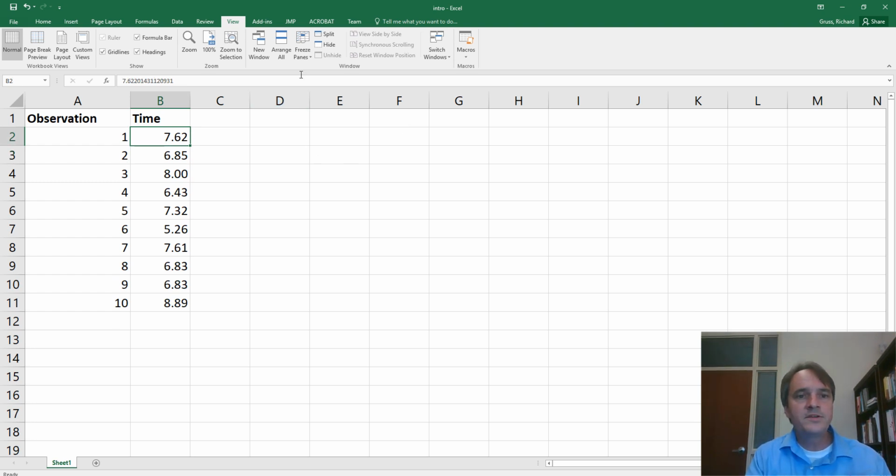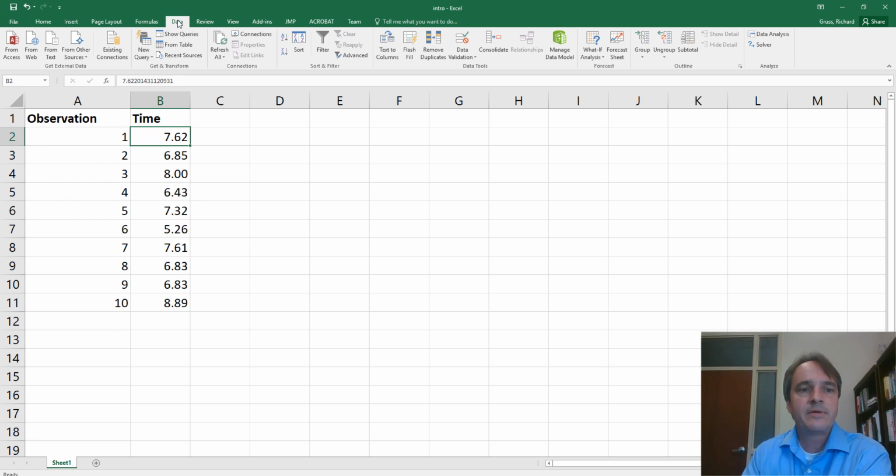Okay, so what does that Toolpak give you? After you've installed it, it gives you access to this data ribbon right here. And mostly what we're going to be using is way over here.